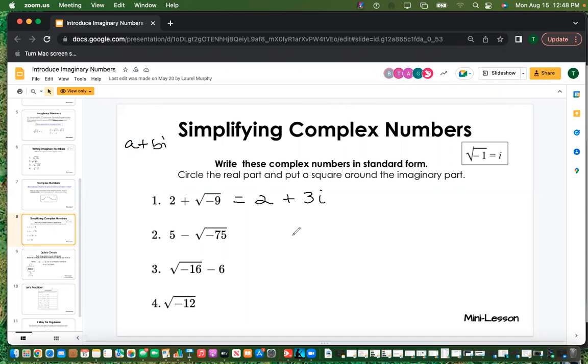Now the next one, we've got 5 as our real part. We've got a minus sign in between, and we're going to keep that. And then we've got the square root of 75.